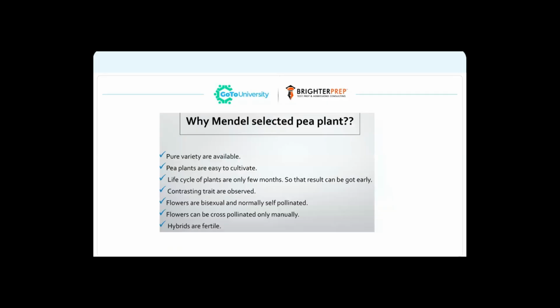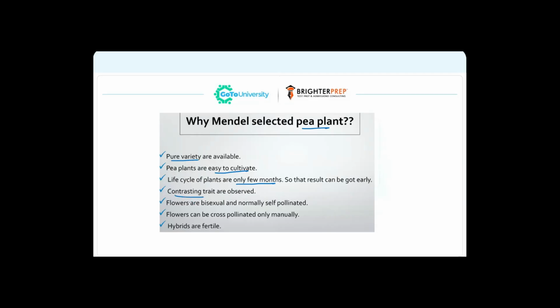Now, why did Mendel select the pea plant? What were the peculiarities or the specialities of the pea plant? Pea plants have pure varieties, and they are easy to cultivate, and the life cycle of the plants is only a few months. That means they will be able to get the results so soon. They don't have to wait for a long period of time, so the results can be obtained early.